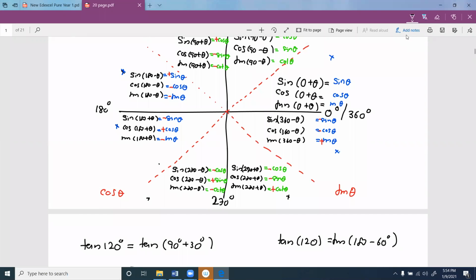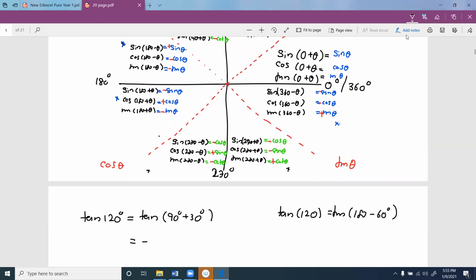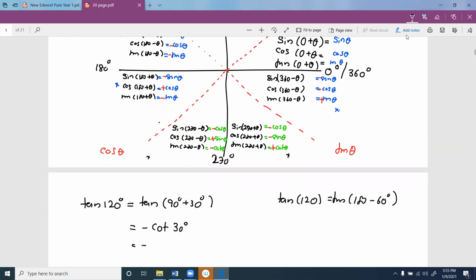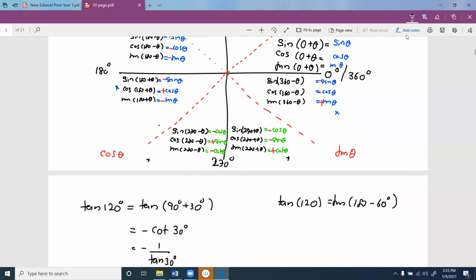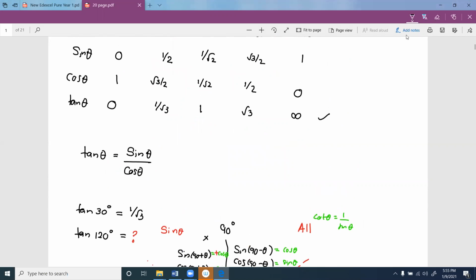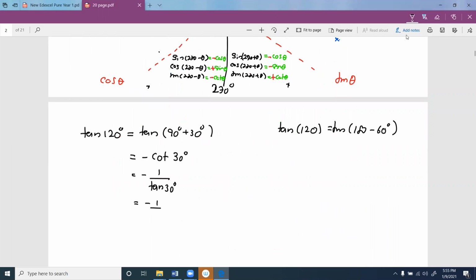Tan 90 plus theta. Tan 90 plus theta is how much? Minus cot theta. Theta is 30 over here. This is 90 and this is theta. Cot 30 is, you can say, minus 1 over tan, since cot theta is 1 over tan theta. Then we can use the previous table, that is minus 1 over tan 30. We already knew this answer from here. Tan 30 is how much? Tan 30 is 1 over root 3. So you just use that value, 1 over root 3. Then this root 3 goes up and turns into minus root 3.